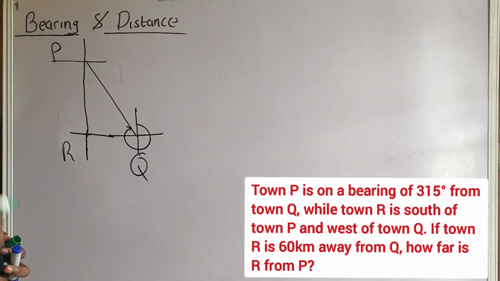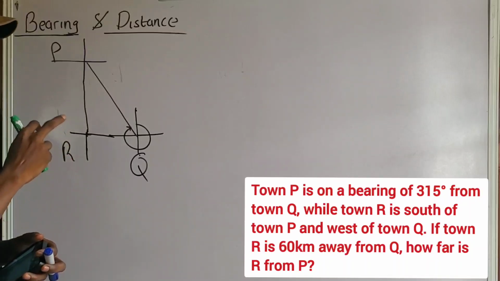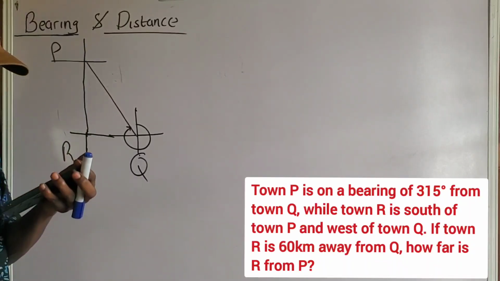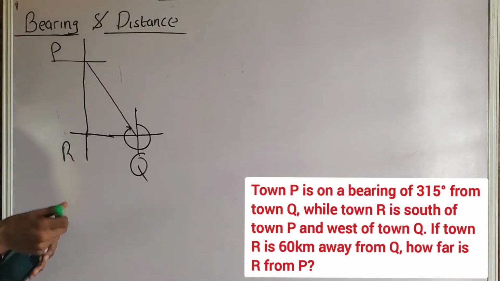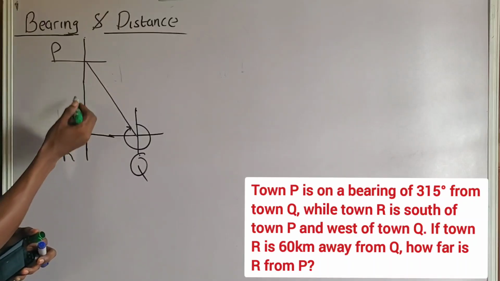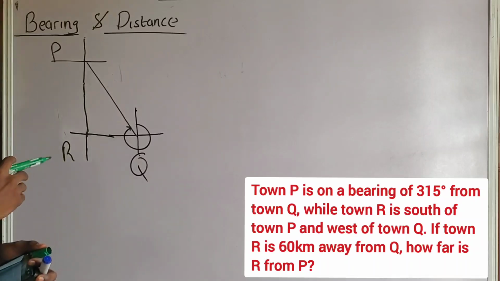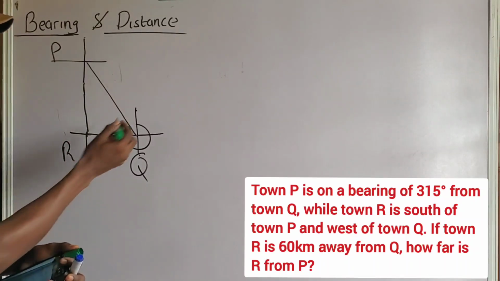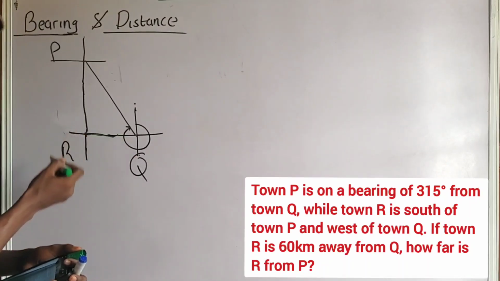If you didn't understand, listen to the explanation again. The question starts by saying that town P is on a bearing of 315 degrees from town Q. That means the bearing of P from Q is 315 degrees. Then town R is south of town P. In bearing, this is the north pole and this is the south pole, so the direction of R with respect to P is this. And R is also west of Q. North, south, west, east, so west is at this side. So this is town P and town R.